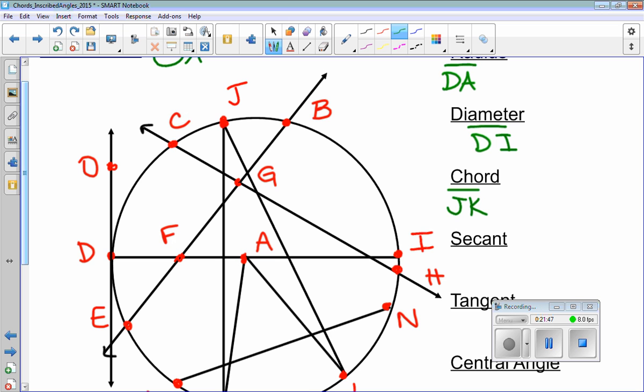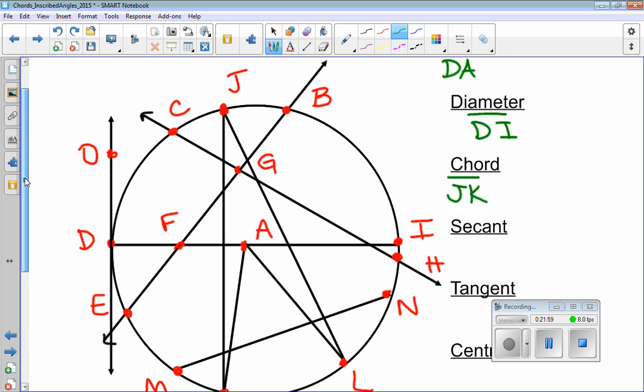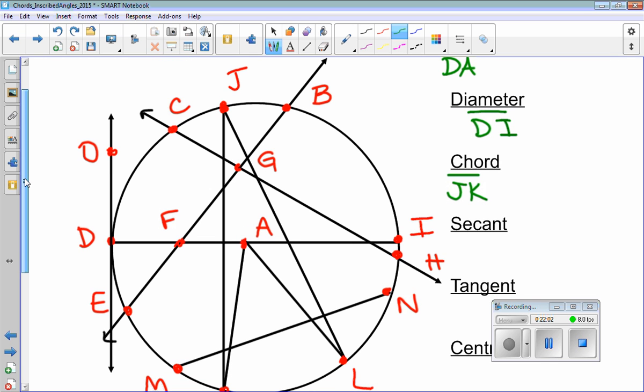Anyone get a different one? What'd you get, Deshay? JL is also a chord. What else did you get? Anything else? Say it louder. MN. Yep, M is down here. You don't see it, but MN is also a chord. I agree. Anything else? DI is another chord. I agree. A diameter is also a chord. Lots of answers there. Good.